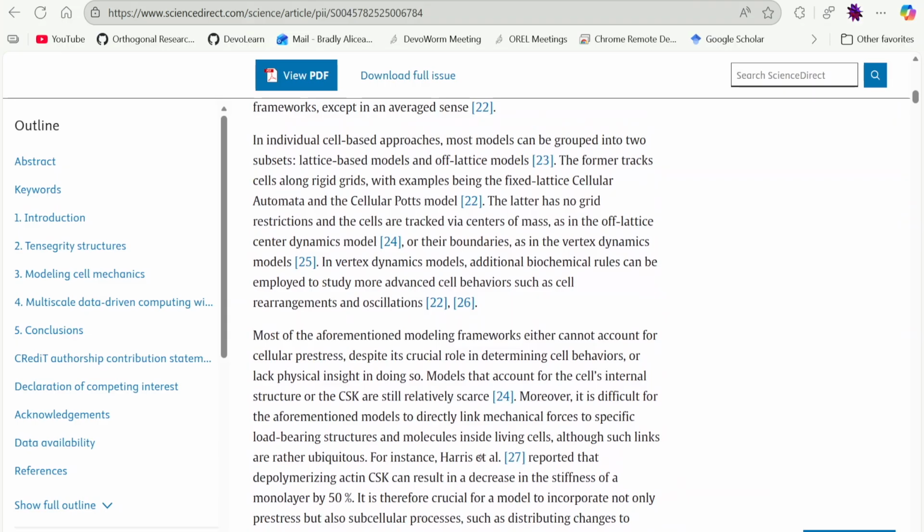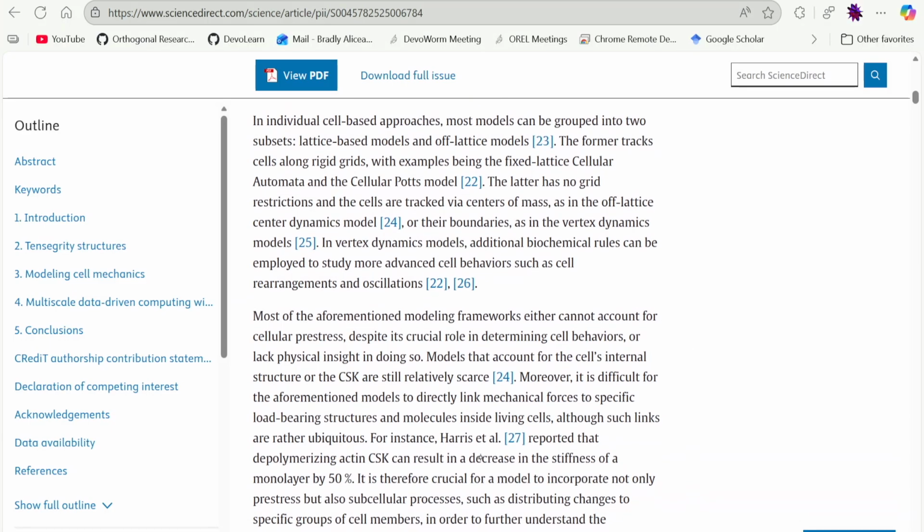And so then they talk about these individual cell based approaches where cells are treated as individual entities. They talk about lattice based and off lattice models. The former, which are lattice based, track cells along rigid grids. So you might have a fixed lattice cellular automata or a cellular Potts model, which they use in CompuCell3D. So that's the lattice based model.